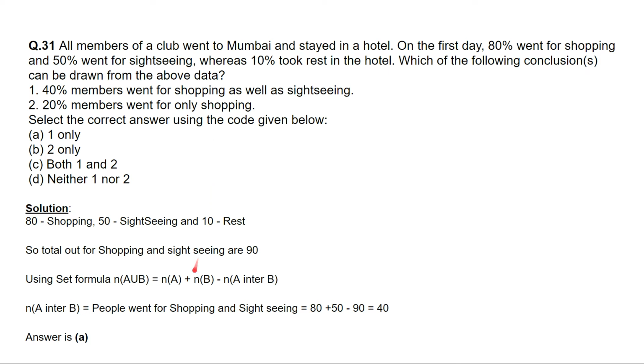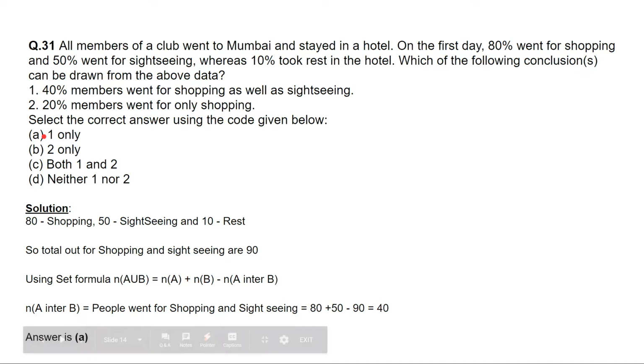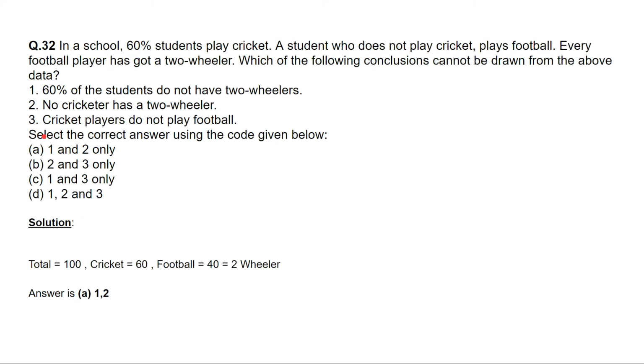We have no information about the 20 members who went for only shopping. So we cannot calculate from here how many members went for only shopping. So we will just go with the first one. So the answer is A here.